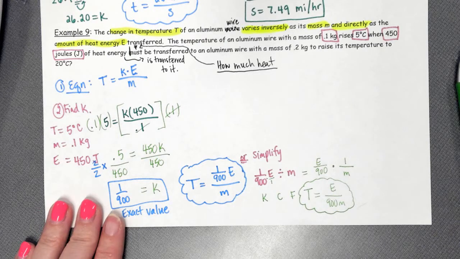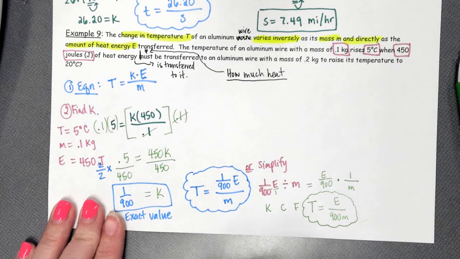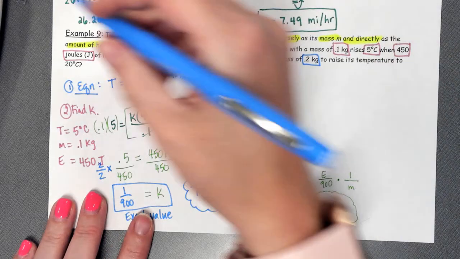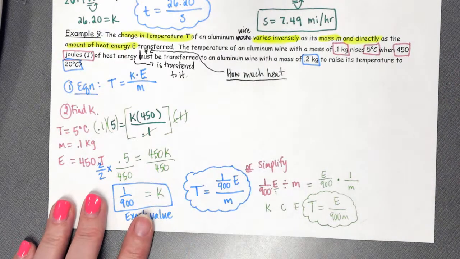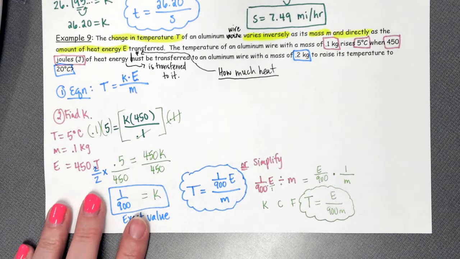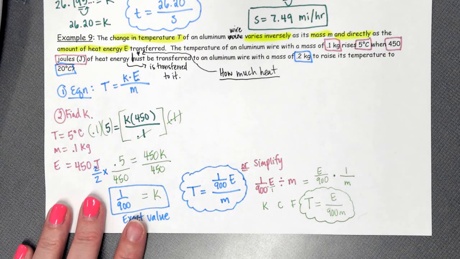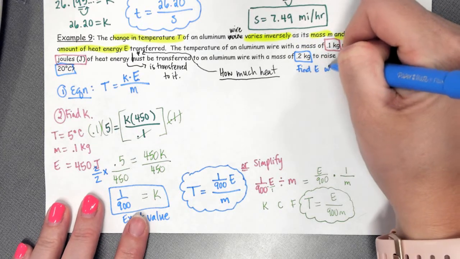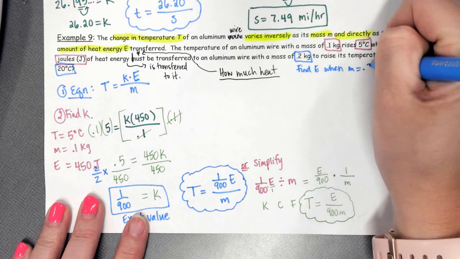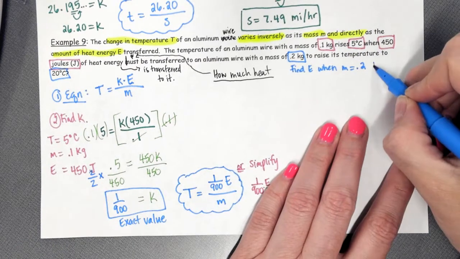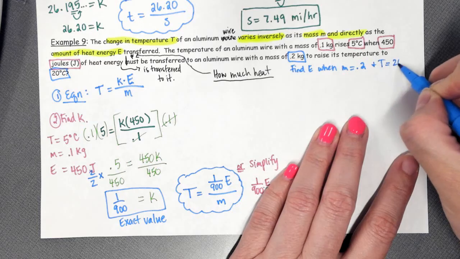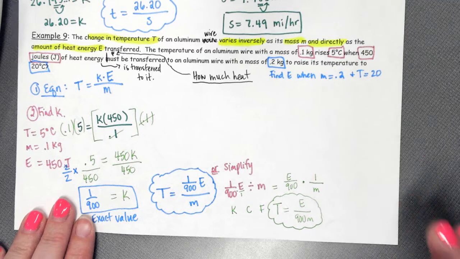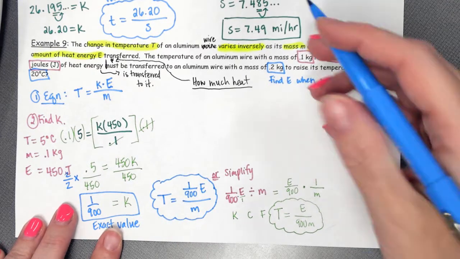So how much heat must be transferred to an aluminum wire? And it gives you the mass of 0.2 kilograms. You want to raise its temperature to 20 degrees Celsius. And the how much heat means that you are going to be finding the joules. Okay, so you have to find E when your mass is 0.2 and the change in the temperature is 20 degrees Celsius. Okay, again, you could use either equation for that.